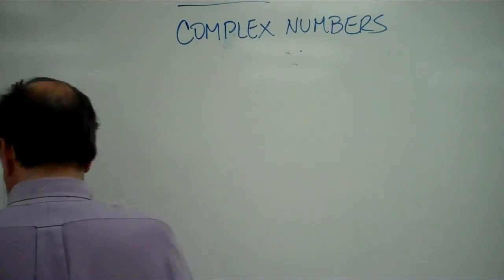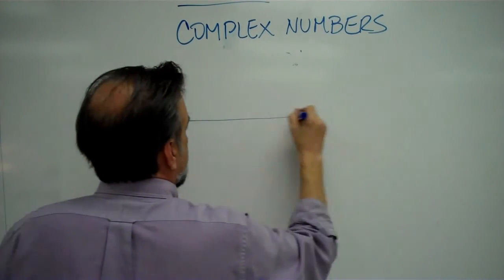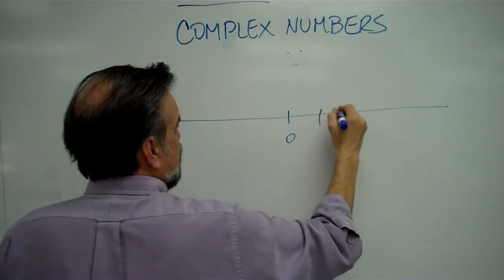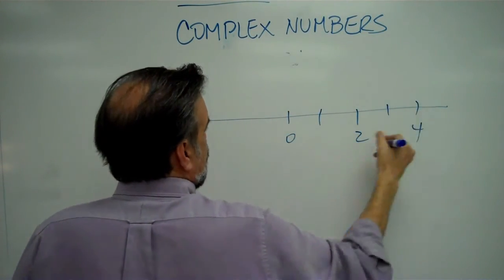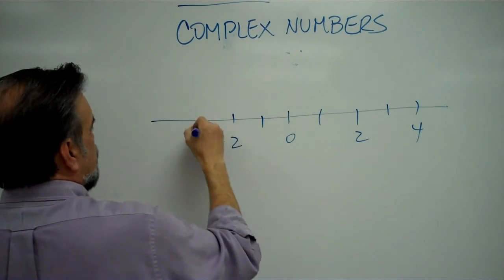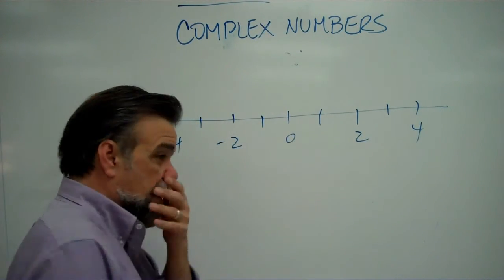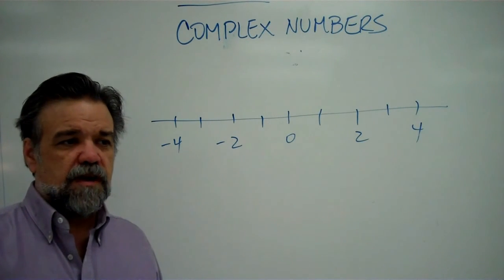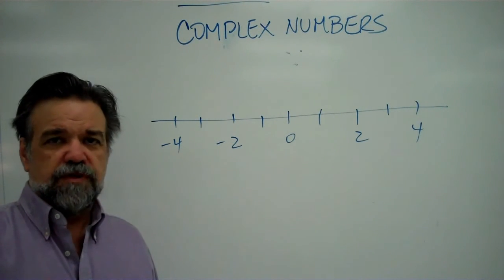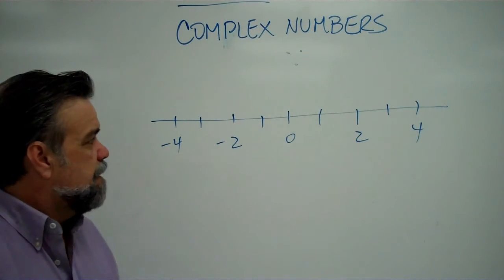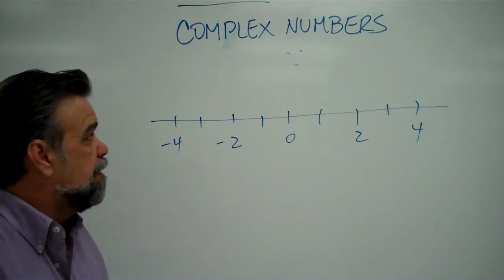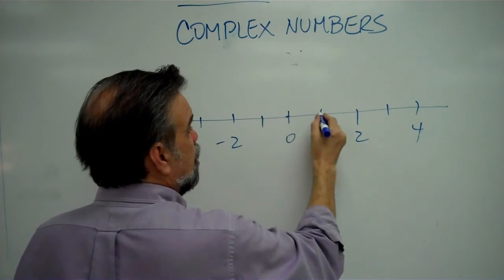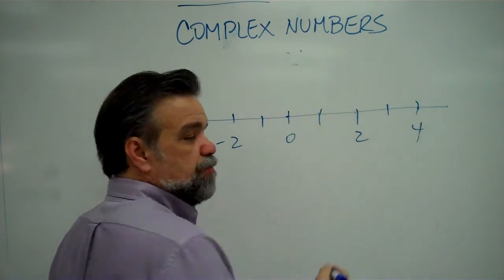First, let's get a number line. 0, 2, 4, negative 2, negative 4. Okay? So there's our number line. And let's say we want to find the complex number 4 plus 2i. Well, first let's do the real part. Start from 0, go 1, 2, 3, 4, plus 2i.